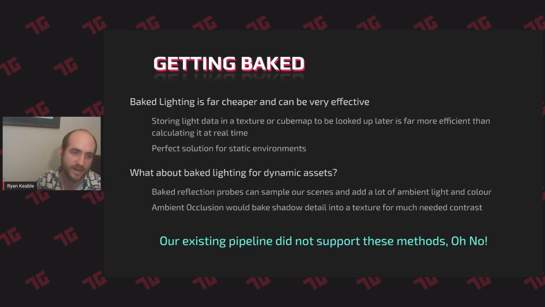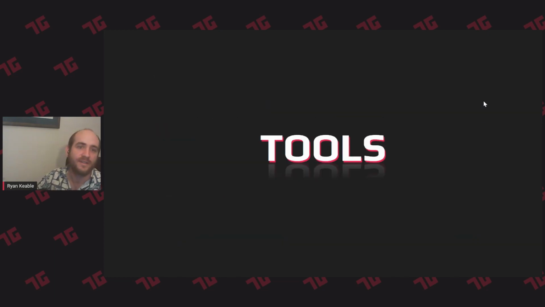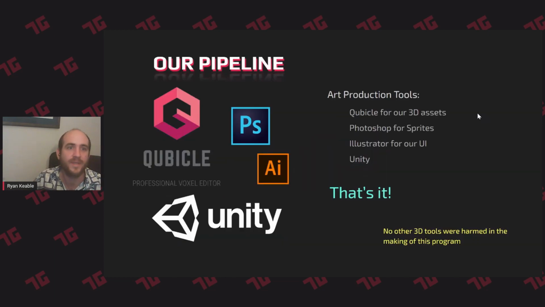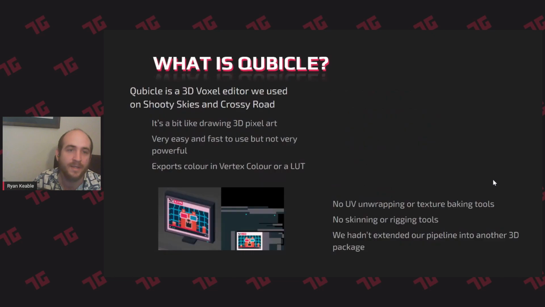One problem, though, was that our existing pipeline didn't support these methods at all. Our pipeline consisted of Qubicle for our 3D assets, Photoshop for our sprites, which is mainly for VFX, and Illustrator for our UI, and then that all goes into Unity, where we did a ton of work with shaders and other things to really bring our art to life. But that's it. No other 3D tools were harmed in the making of this program.